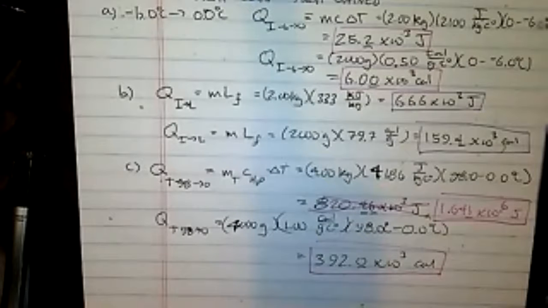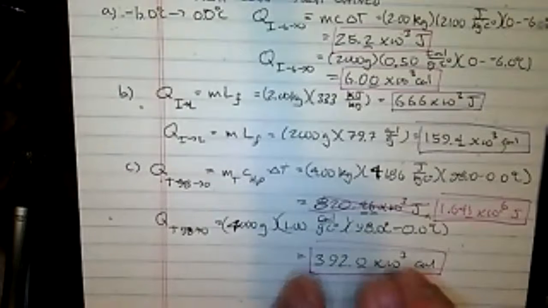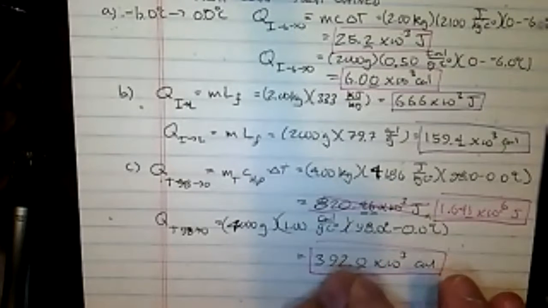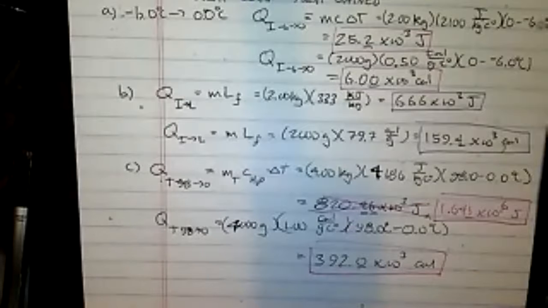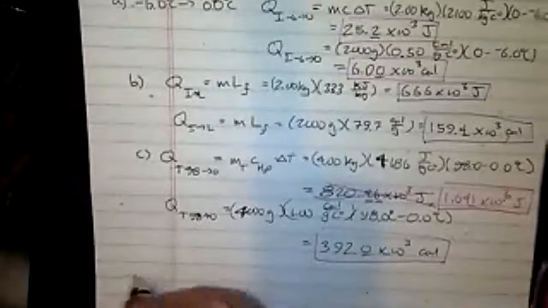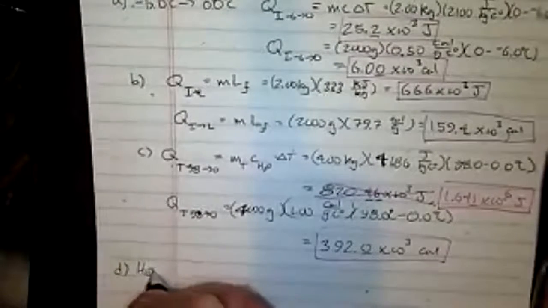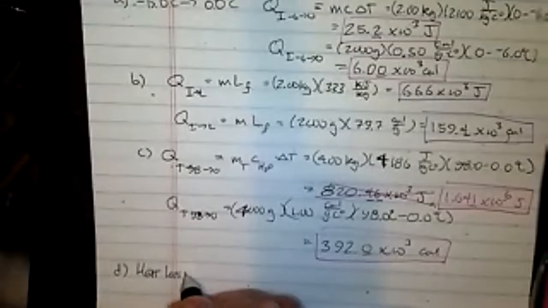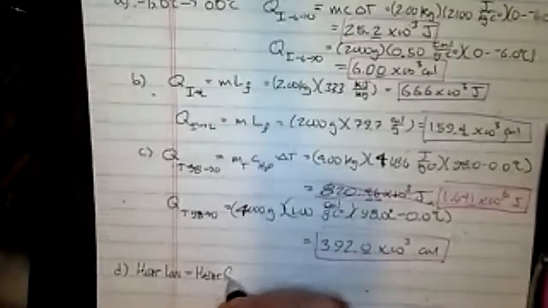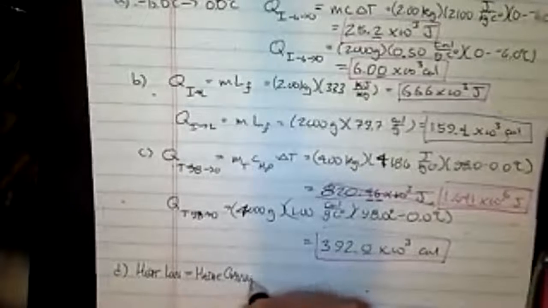So what we're going to do is basically assume that the ice is going to gain heat and the tea is going to lose heat. So the way I will mark that for part D is I'm going to say heat loss equals heat gained. And you could say heat lost, L-O-S-T, equals heat gained. That will work as well, but I'm just writing heat loss.